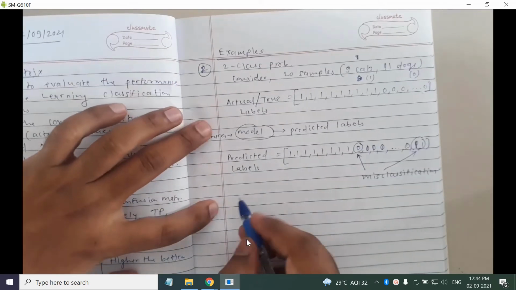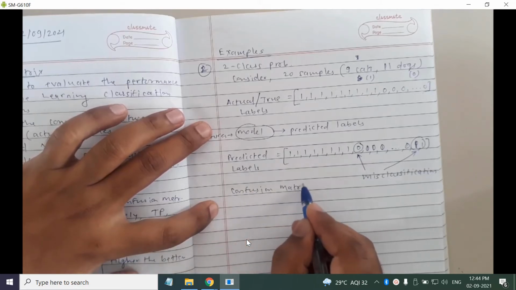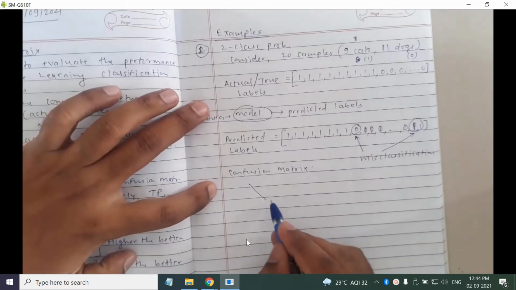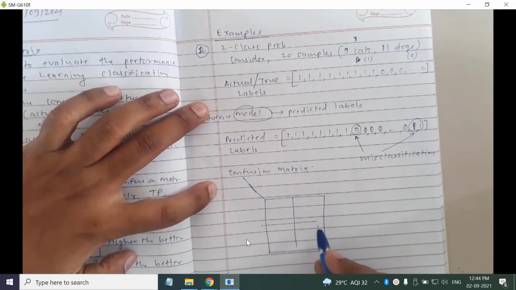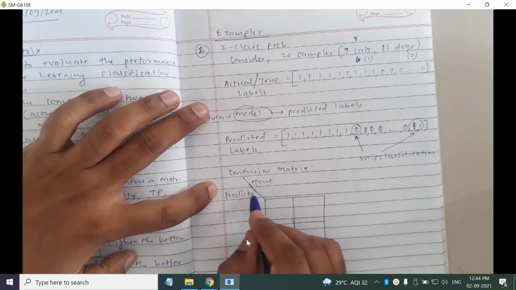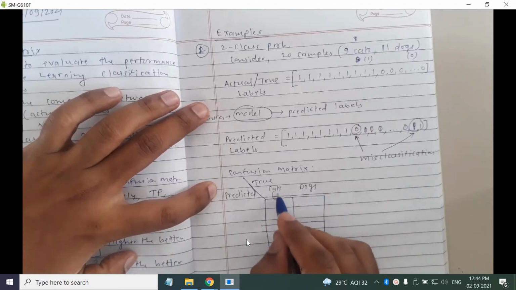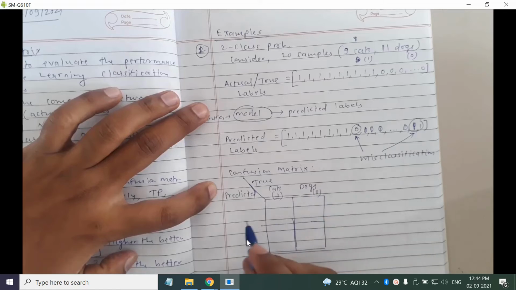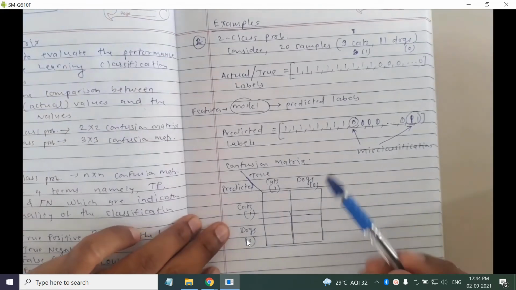Okay, and if you want to build a confusion matrix for this example, we have a 2 class problem, so the confusion matrix will be 2 by 2. Here we have true label and predicted label. We can have cats and dogs. Cats are represented by 1, dogs are represented by 0. Now just fill the table.